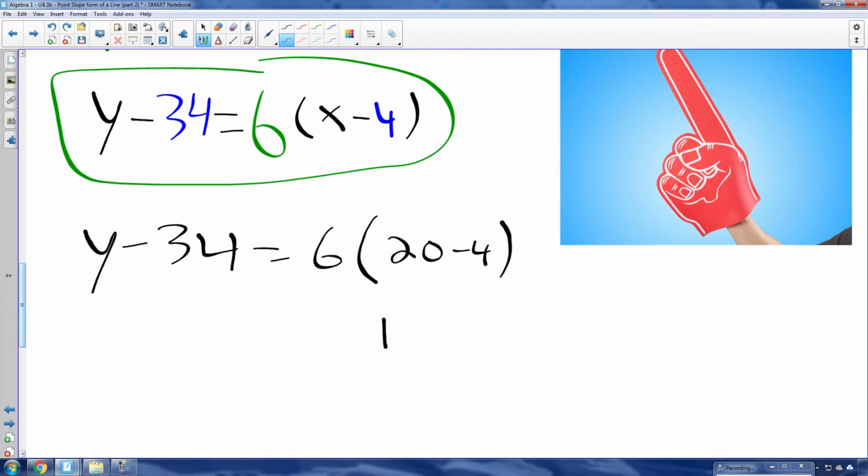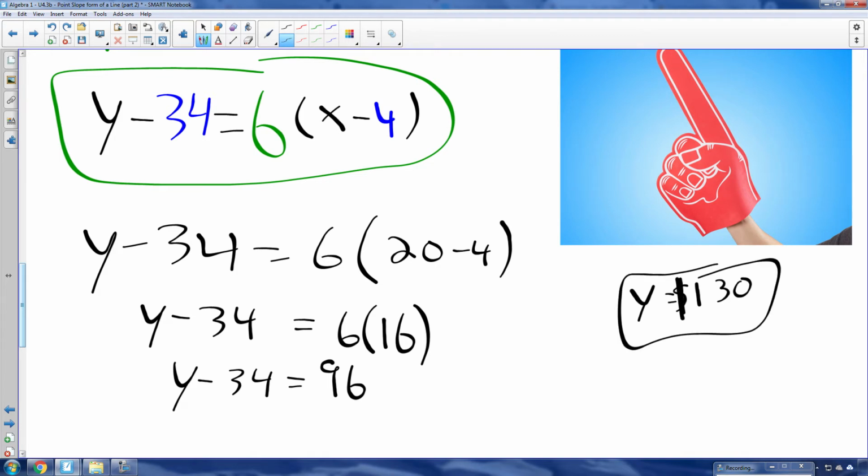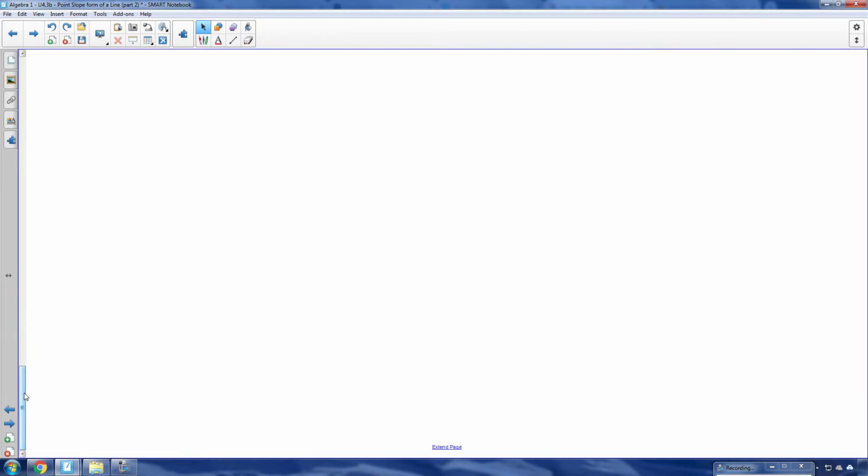Pretty simple. Y minus 34 equals 6, and then 20 minus 4. So that's 16 times 6, which is what we need to get. So we have y minus 34 equals 96, okay? And then we add 34 to both sides, and we get y is equal to $130. So we get $130 if we sell 20 foam hands. How exciting is that? Pretty good deal. That's really what's going on with this problem.